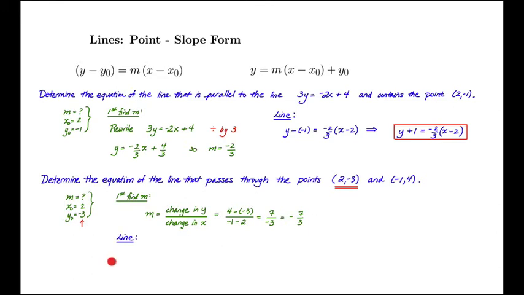So the equation of my line is the y value minus my negative 3, which is the y naught, equals my slope minus 7/3 times x minus 2, or x minus x naught. And again, I'm going to clean that up by combining my negatives to look like y plus 3 equals minus 7/3, the quantity x minus 2.